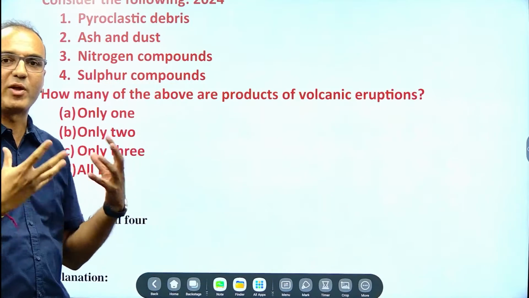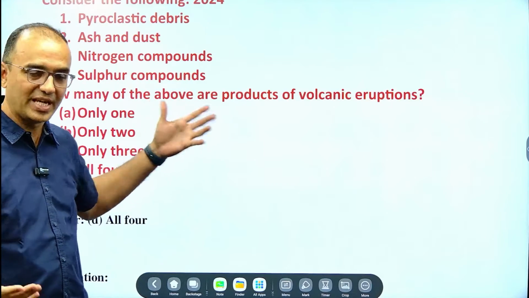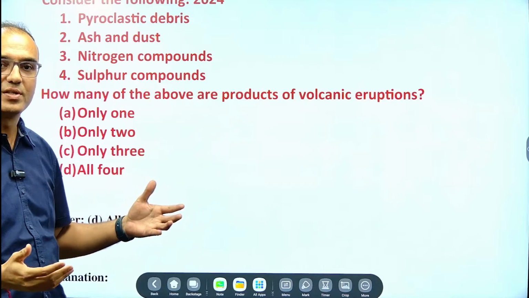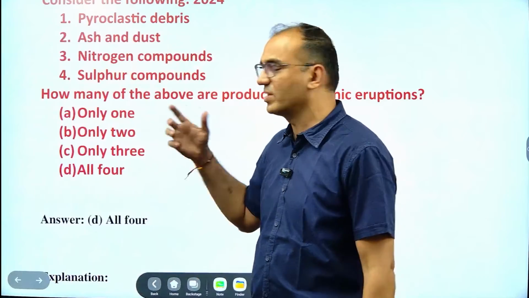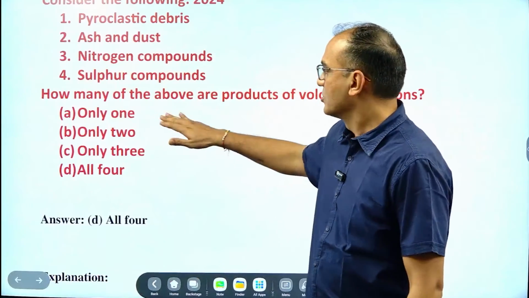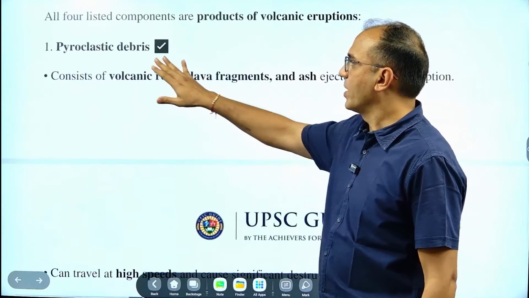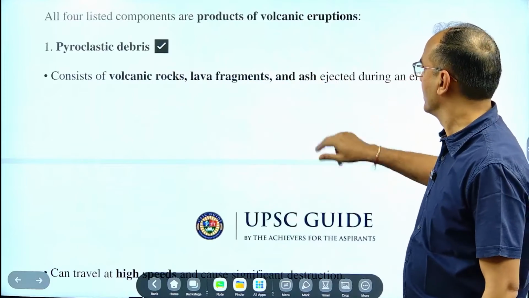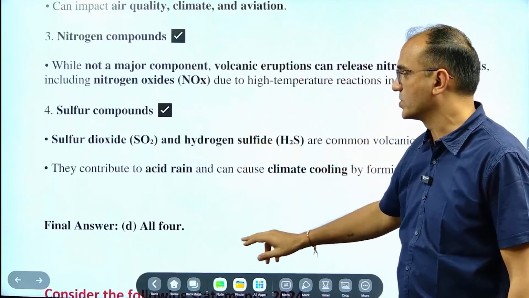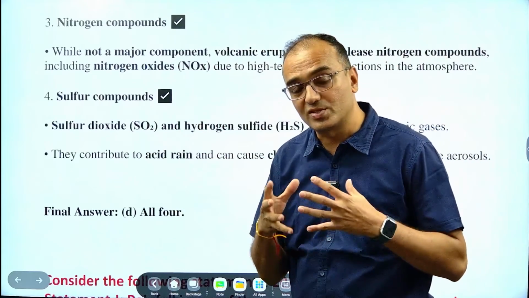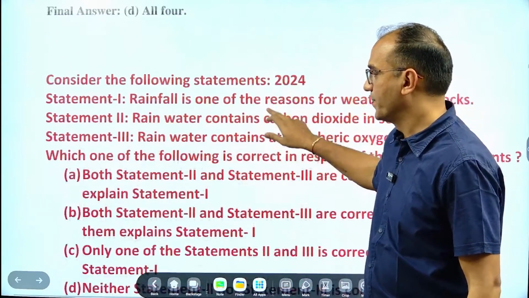pyroclastic debris. Pyroclastic means rocks which are shaped by fire. So there is pyroclastic debris, there is ash and dust, yes. Nitrogen compounds, yes, right? And then sulfur compounds. So sulfur dioxide, nitrogen dioxide, all these gases are also released. So all four are products of volcanic eruption, right? Pyroclastic debris is volcanic rocks, lava fragments, ash, right? High speeds, ash and dust, nitrogen compounds are there, sulfur compounds are there, right? This majorly contributes to acid rain, right? The answer is D, all four.